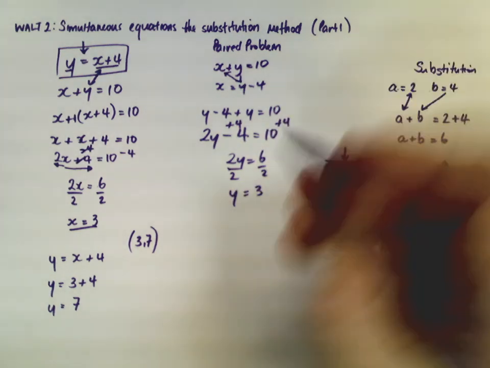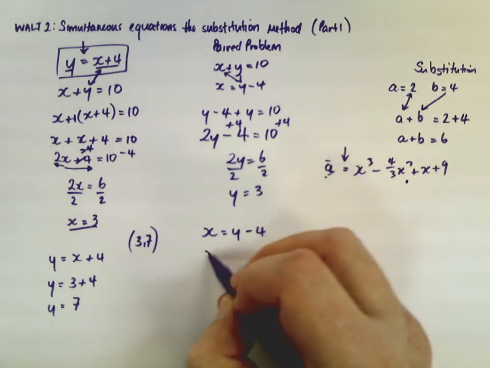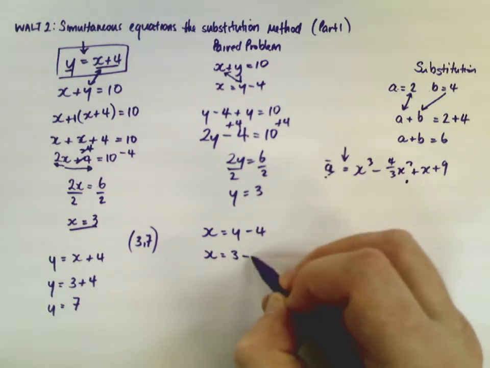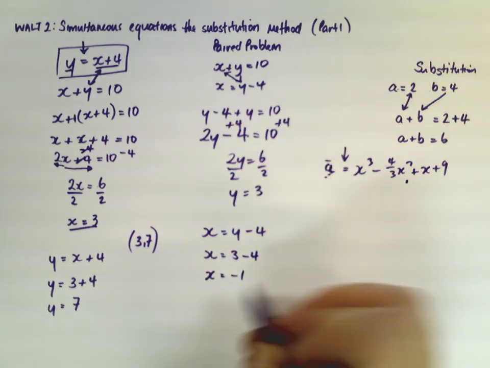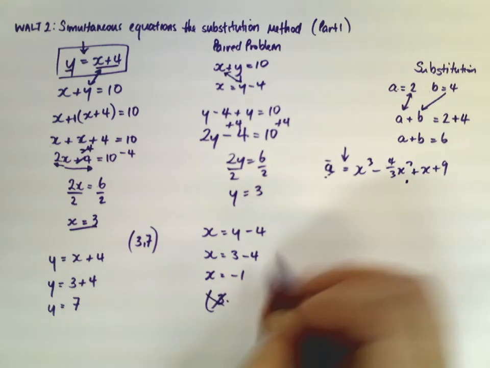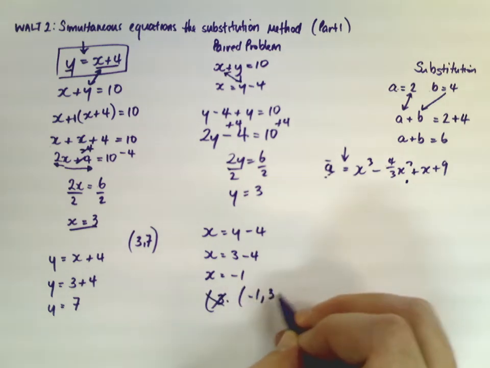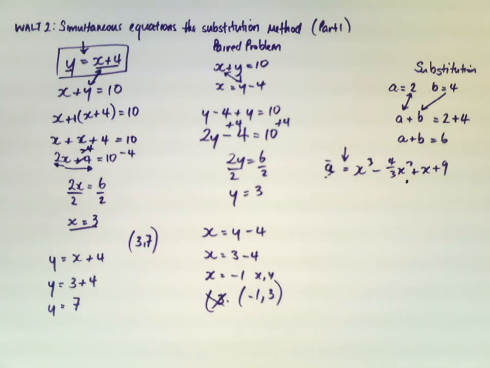Now, I know that x is equal to whatever y is, take away 4, and in this case, I know that y is 3. So 3 take 4, x gives me a value of negative 1, so I know that these meet at 3. Oh, no, they don't. At negative 1, 3. Always remember, x followed by y, otherwise you make mistakes on videos.